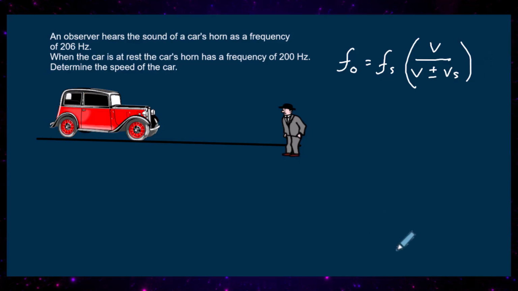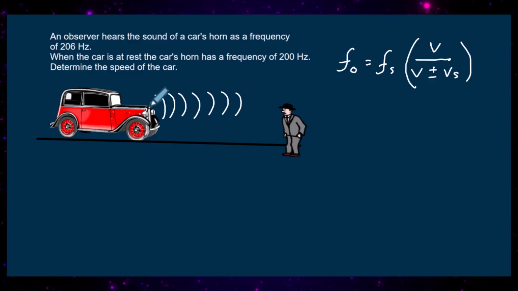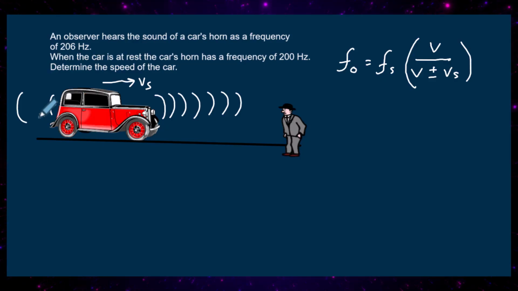Now we know that the observer is hearing a higher frequency, which tells us that the car is approaching the observer. Think about the waves coming off the car as it sounds its horn. All the waves have been caught up with the source of the sound. The car is moving this way, at speed vs, and behind it the waves will be getting spread out like that. So the observer is going to hear a higher frequency, so therefore we know that the car is approaching the observer. So we can use the minus sign in the bottom of the expression, in the denominator here.